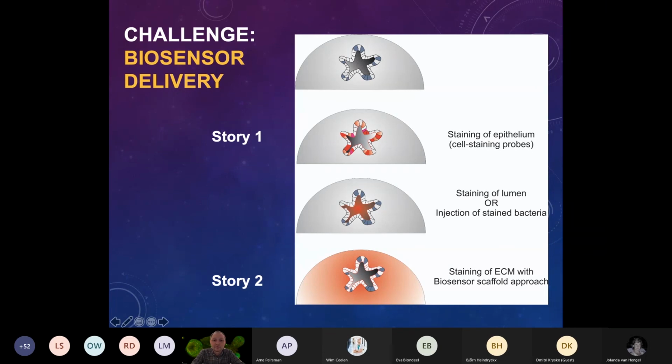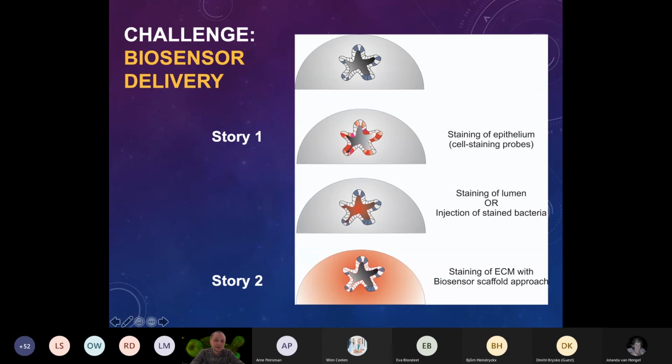So there are different approaches. In the case of organoids, which have an epithelial monolayer and also a lumen, one of the approaches is to stain the epithelium using cell staining probes. We're going to talk about it in the first story. Another way is to label the lumen. In the lumen of an organoid, you can also introduce microbiota, as was shown during the last year. You can co-culture organoids with physiologically important microbes. So you can stain bacteria, for instance, and deliver them into the organoid.